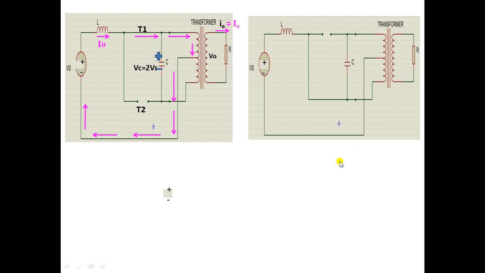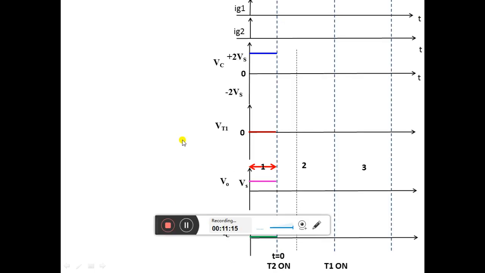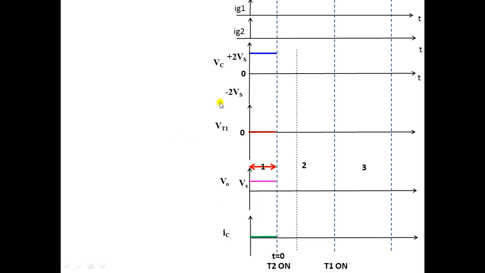So let's see that in the graph. Here in the graph, as you can see, what we have done is we have turned on at this instant t equal to 0, we have turned on thyristor T2 and thyristor T1 is off. How is the thyristor T1 off? When thyristor T2 is on, a reverse voltage appears across T1. So that reverse voltage is shown here, which is -2Vs.